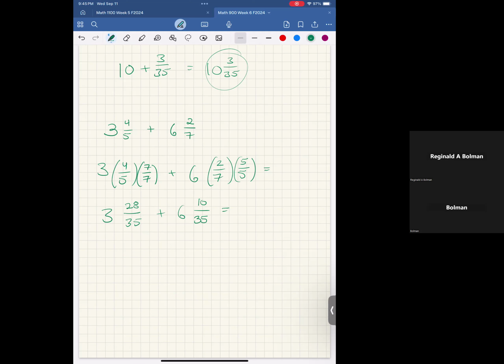Now, we could have added the whole numbers, 6 and 3, giving us 9. And the fractional pieces, so you'd have 28 plus 10 over its denominator, 35. This would still give you the 38 over 35. And at this point in time, you just simply do the division process, which would give you that 1 and 3 over 35, or simply 10 and 3/35.